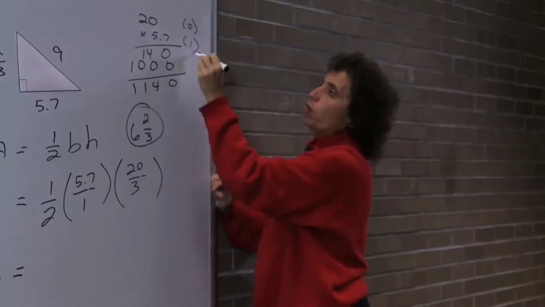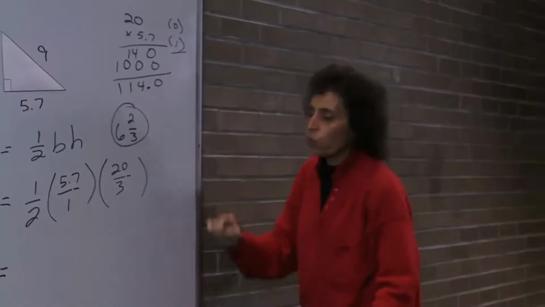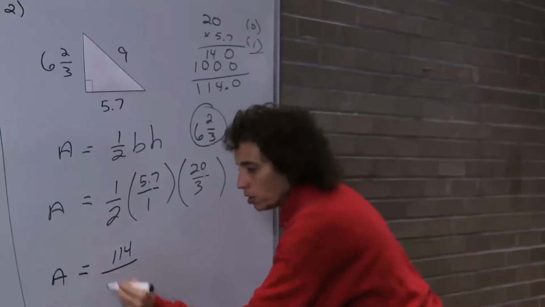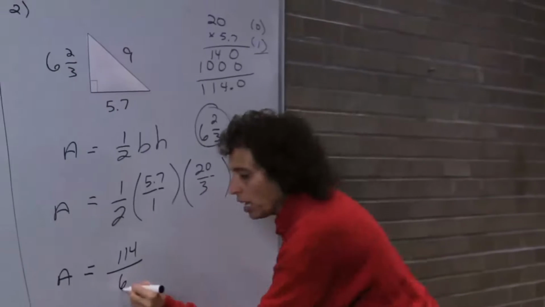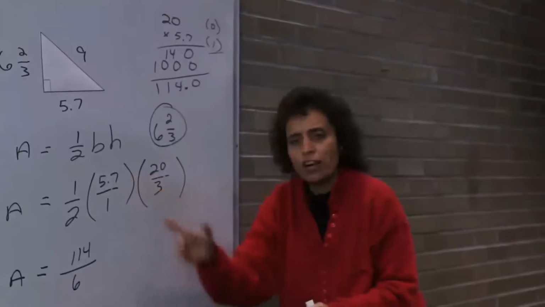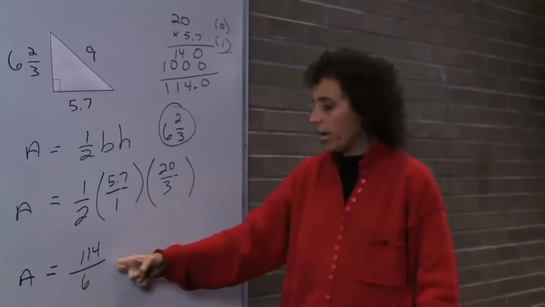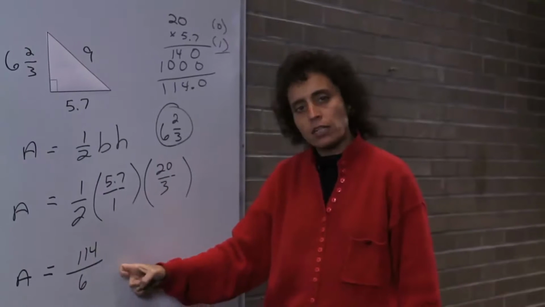And we have 1 place in our answer. So that's 114. So this is actually 114 over 2 times 3 is 6. Look, I did not even have to change that to a fraction if I didn't want to. It works. Don't worry about it. Don't freak out. Now I have to change this, however. Okay? Now let's see what we want to do.